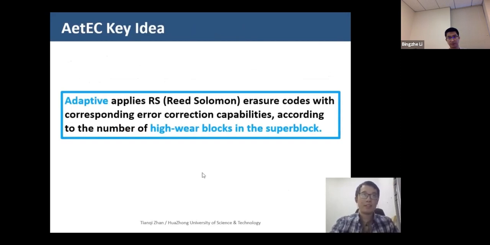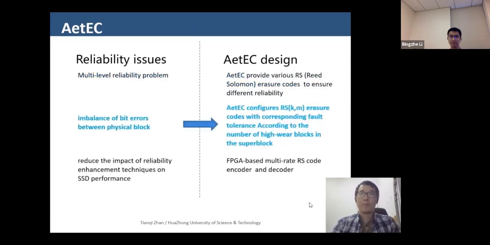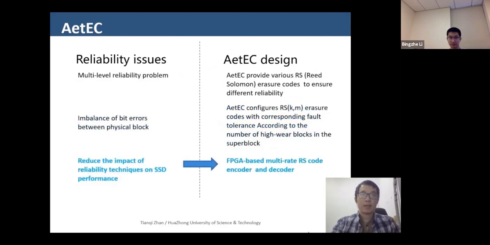The key idea of AETEC is that AETEC adaptively applies RS erasure codes with corresponding error correction capabilities according to the number of high RBER blocks. To solve the multi-level reliability problem, AETEC adapts various RS erasure codes to ensure different reliability. To cover the imbalance of bit errors between physical blocks, AETEC configures RS codes with corresponding fault tolerance according to the number of high RBER blocks in the superblock. To reduce the impact of reliability enhancement techniques on SSD's performance, AETEC adapts FPGA-based multi-rate RS code encoder and decoder to reduce latency.